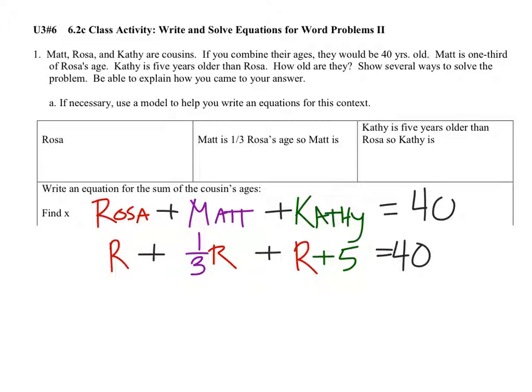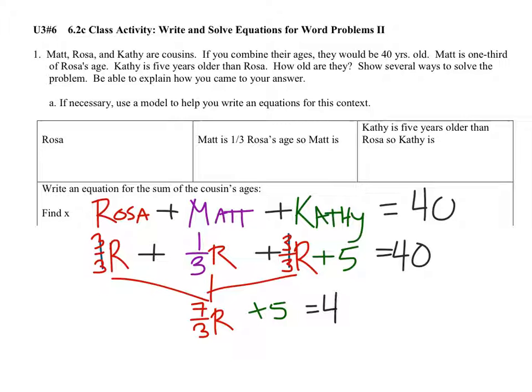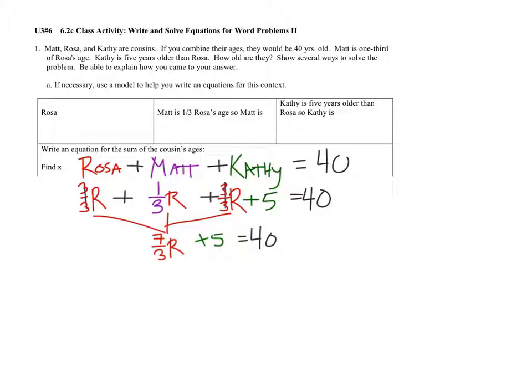Well, maybe easier to see this as 1R and 1R right here. So when I combine all of these R's, we get 1R plus 1/3 R plus another R. And yes, we can make these 3/3 each so that we can combine the fractions. 3/3 plus another third plus 3 more thirds would be 7 thirds of Rosa's age. Then we got the plus 5 equals 40. Well, hopefully this looks like something a lot easier to solve.